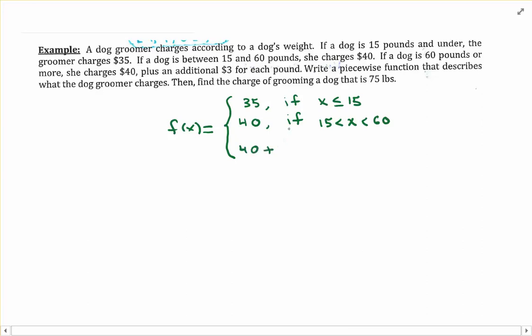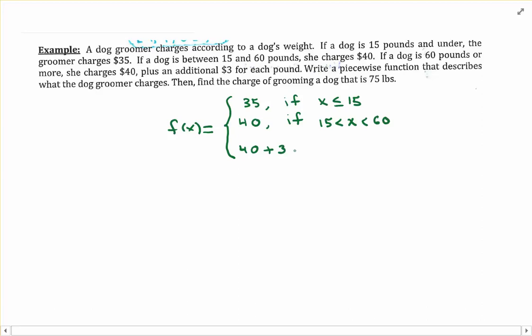But then, for each pound in addition to 60 pounds, each of those pounds is going to be charged $3 each. So, in addition to the flat rate or immediate charge of 40, we're going to have to add 3 times however many pounds over 60 any given dog would be. All right, so gotta be careful here. You don't want to put 40 plus 3x, because what we're going to multiply 3 by is all the pounds that are in addition to 60.